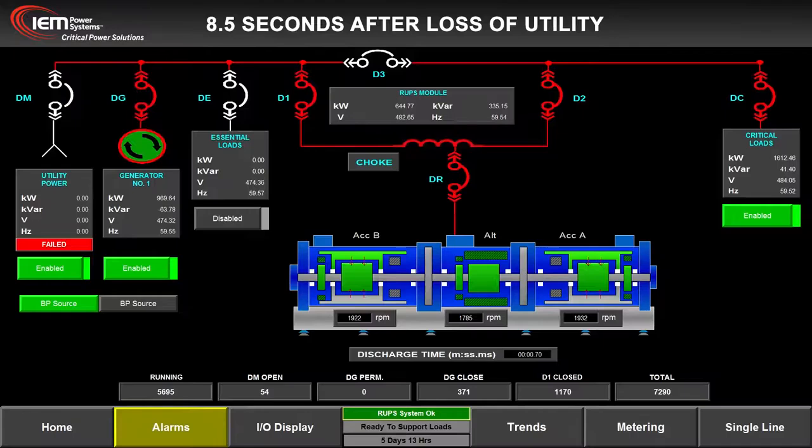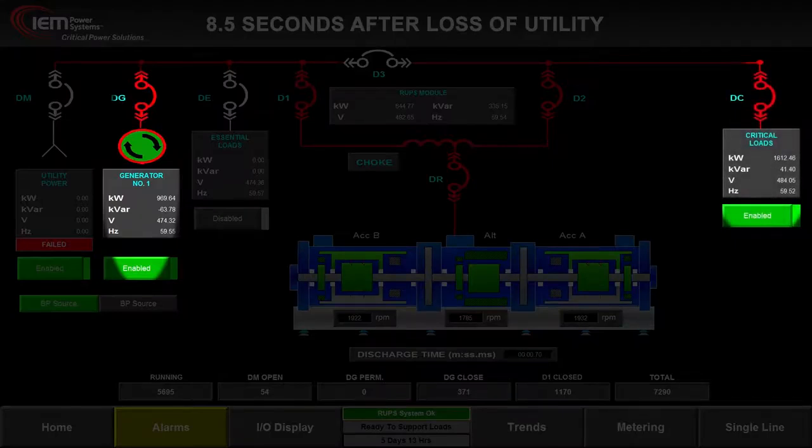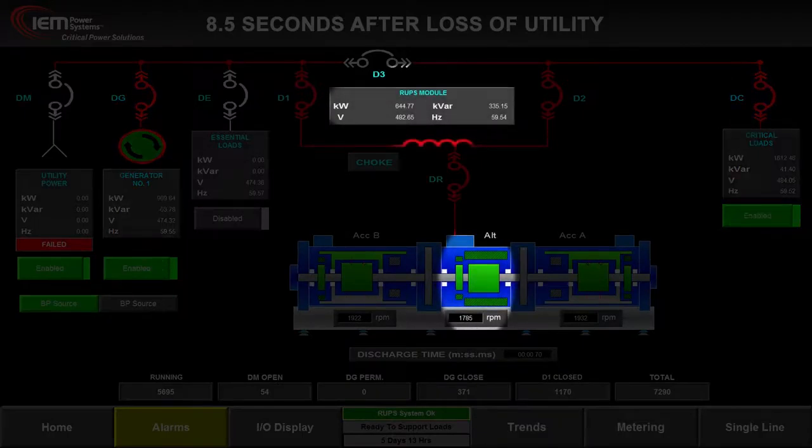8.5 seconds after utility power was lost. The diesel genset continues to accept load and has replaced the UPS as the primary provider of power to the critical load, supplying nearly 970 kilowatts. The RUPS alternator provides the balance to the critical load.